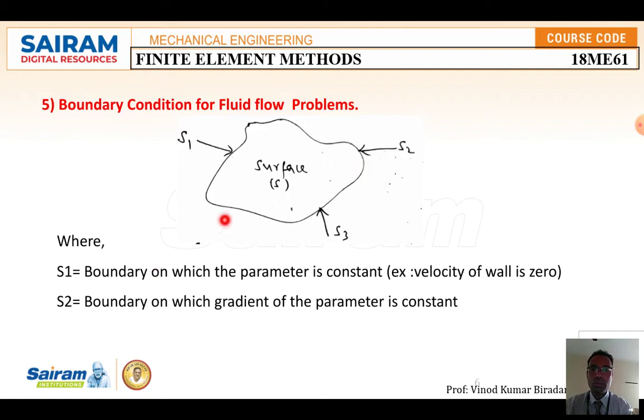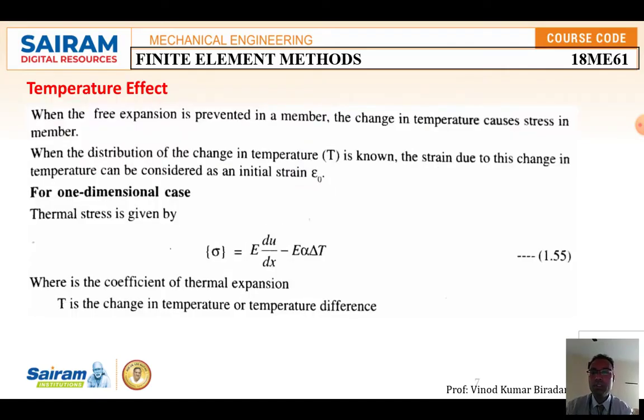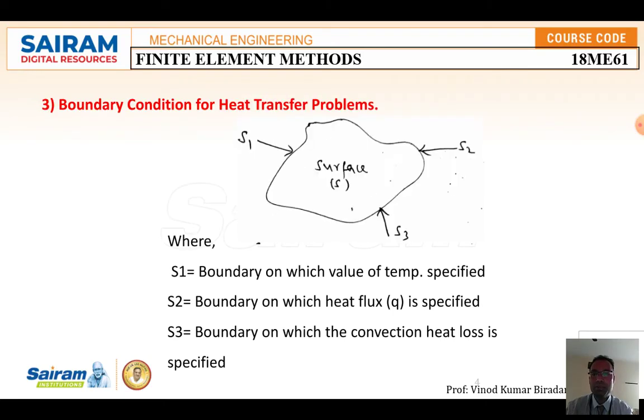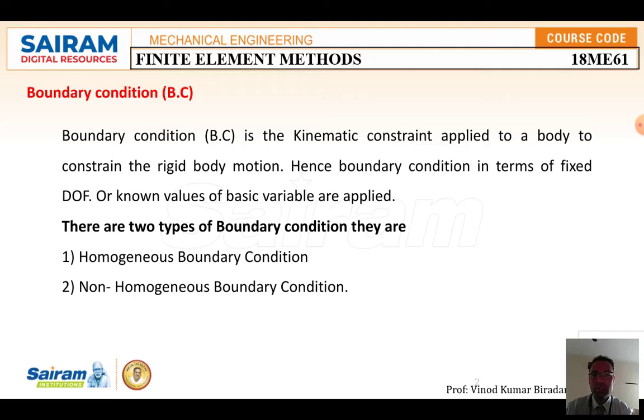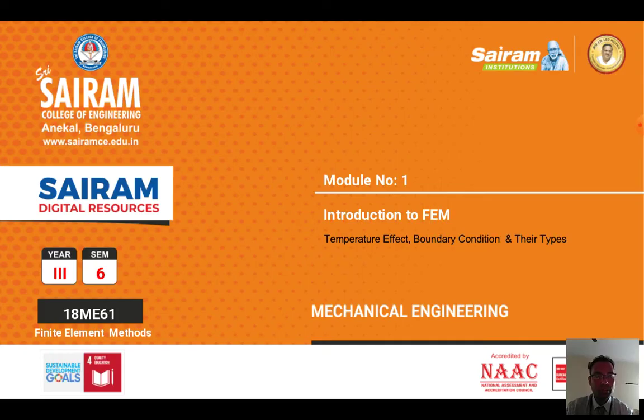S1 stands for the boundary on which the parameter is constant, that is, the velocity of the wall is 0, and S2 is the boundary on which the gradient of the parameter is constant. S3 is not there, it is there by mistake, only S1 and S2 for the fluid flow problem. These are the 5 different types of boundary conditions: fluid flow, thermal flow, heat transfer, structural problem, and homogeneous, non-homogeneous boundary conditions.